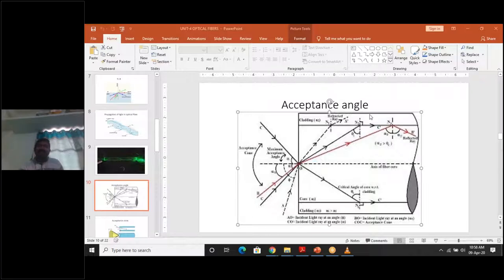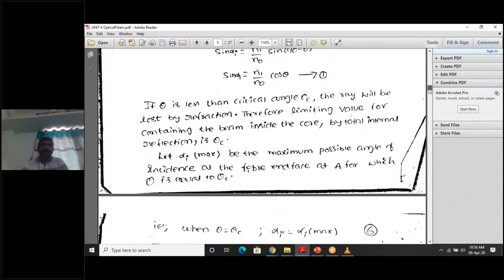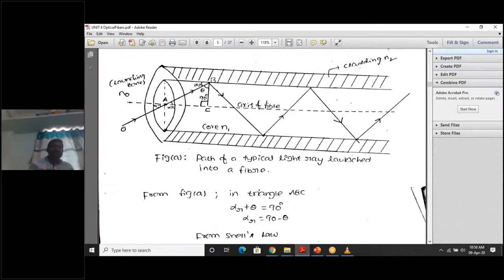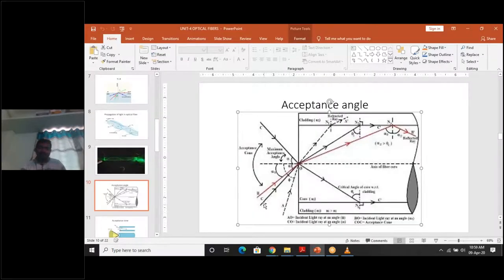Which means this is the limiting condition to at least travel the light from one end to the other end. At least the light ray we are launching should make an angle of incidence equal to what angle? Critical angle. So the same I have shown here in the figure. This light ray makes an angle of incidence theta. If this theta equals theta C, this light ray goes like this. Yes, it can travel from one end to another end. This is the minimum condition to travel the light from one end to the other end. That's why I explained here. You see this light ray.